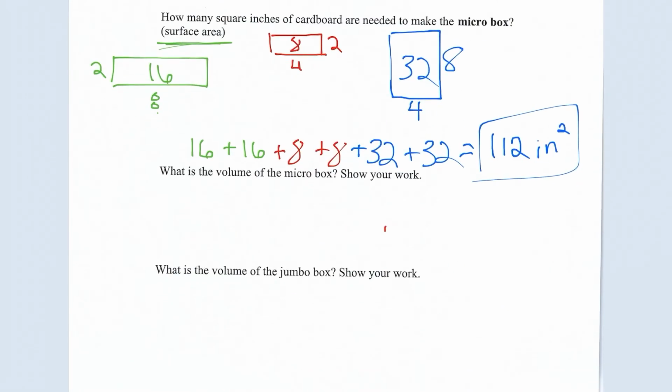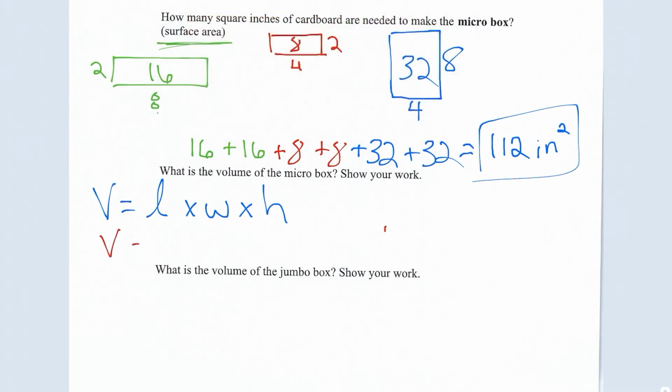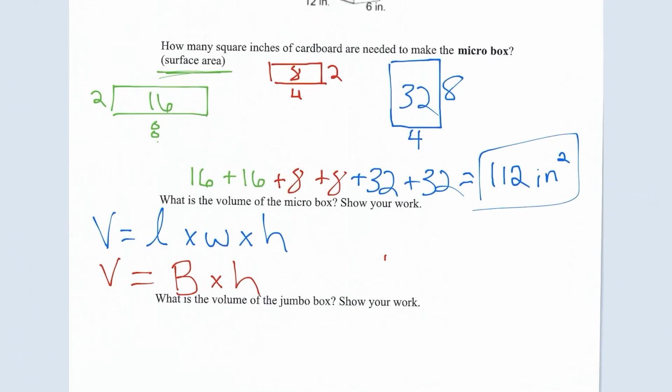Okay, let's talk about volume now. What is the volume of the micro box? I've got to show my work here. Remember that volume is equal to length times width times height. We also talked about this formula as well. Volume equals capital B for base area, and you are multiplying it by the height.